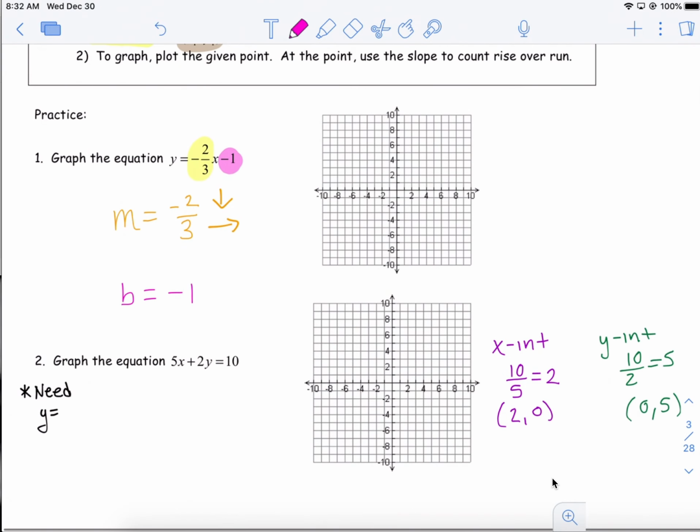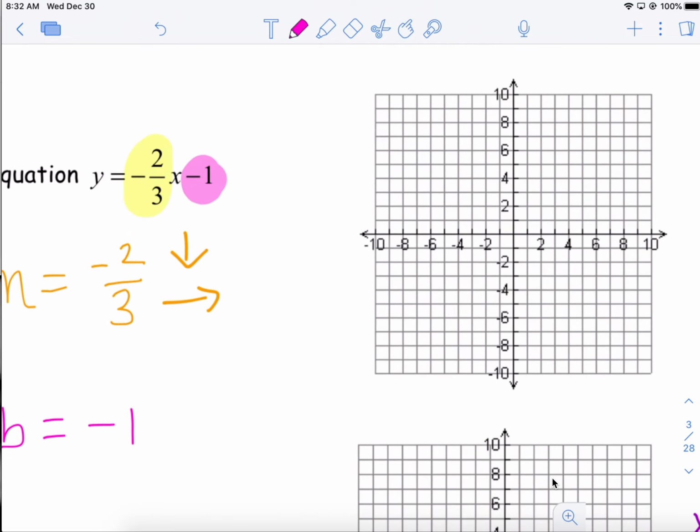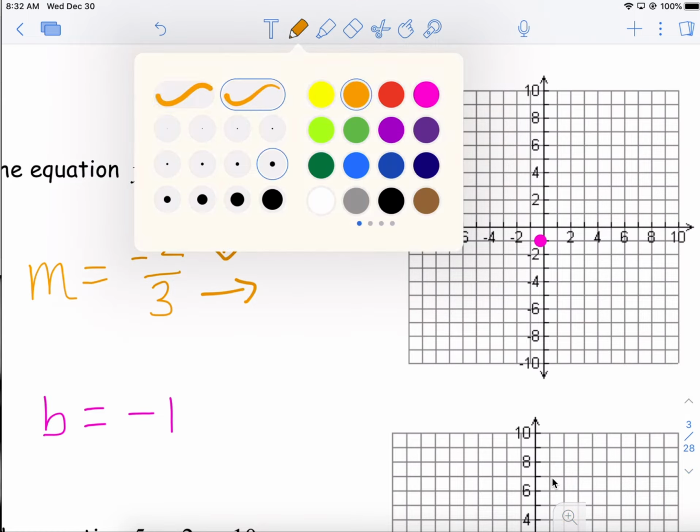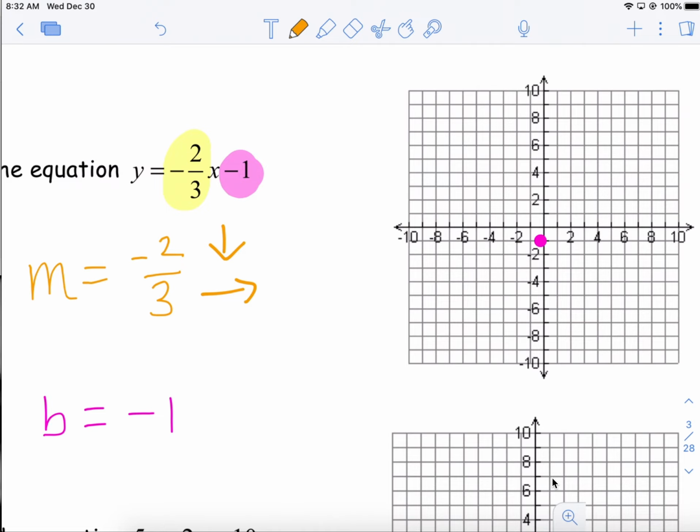All right, let's talk about this first one. So we're graphing with y equals mx plus b on the top equation. If I look at this, I've already written out for you my slope is a negative 2/3, my b is a negative 1, so I'm going to put my b on my graph. My first point is going to be at negative 1 on the y-axis, and then I am going to repeat the slope over and over.